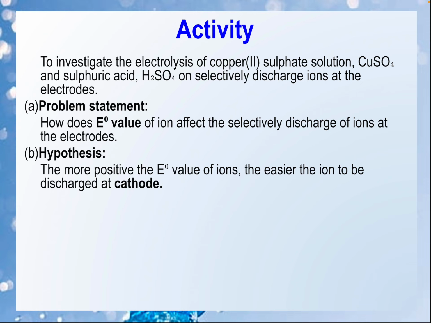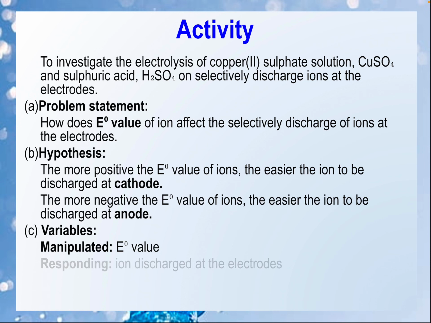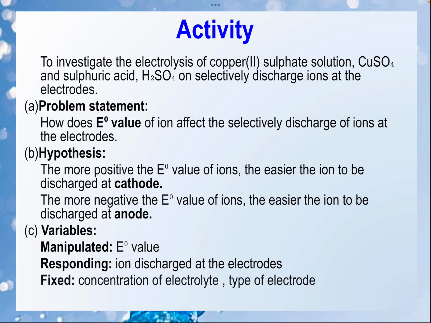Okay. While the more negative the E0 value of ions, the easier the ions to be discharged at anode. Okay. So, ada dua lah sebab kita ada cathode, kita ada anode. And then variables dia, manipulated variables adalah E0 value. Responding variables adalah ions yang akan discharge. Okay. And then fixed variables dia adalah dua faktor yang tadi tu.